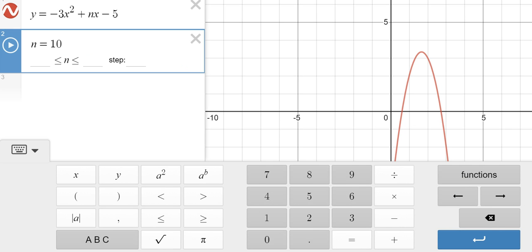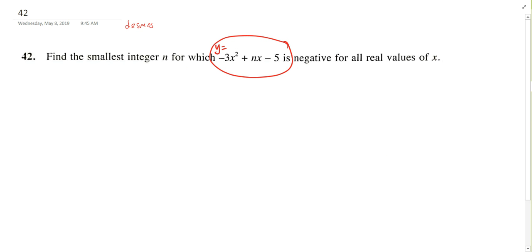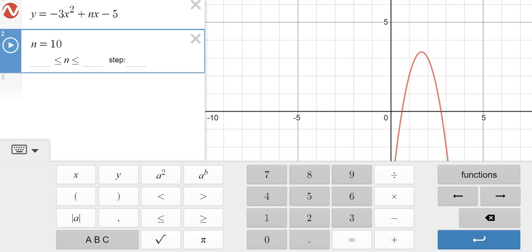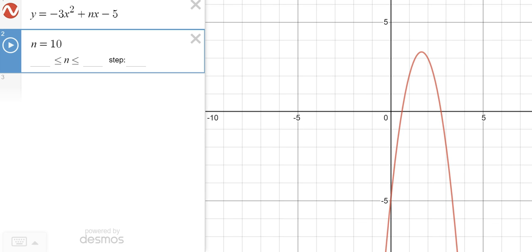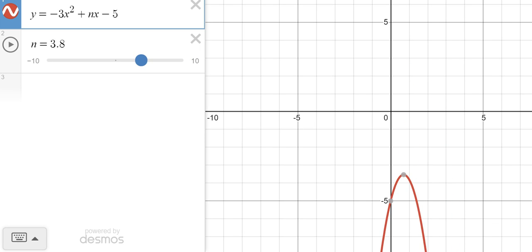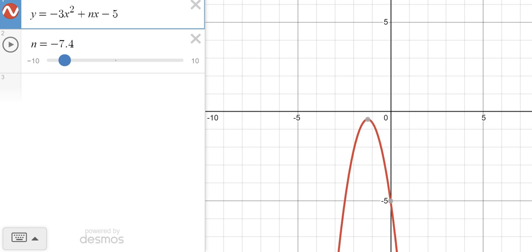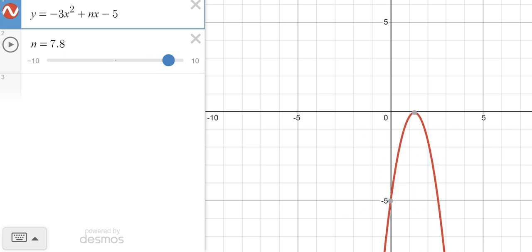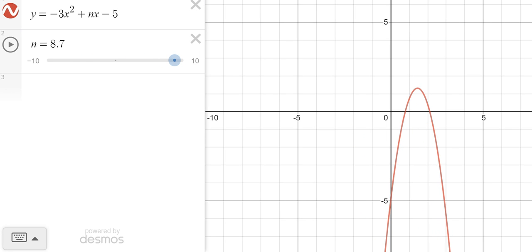There happens to be a range such that the graph is negative for all real values of x. What does the graph being negative for all real values of x mean? It must be below the x-axis. Okay. So in this case, is the graph entirely below the x-axis? Yes. This part also, right? Yes. When n happens to be about negative 7.7, then it will no longer be entirely below. When n is more than about 7.7, again it is no longer entirely below.